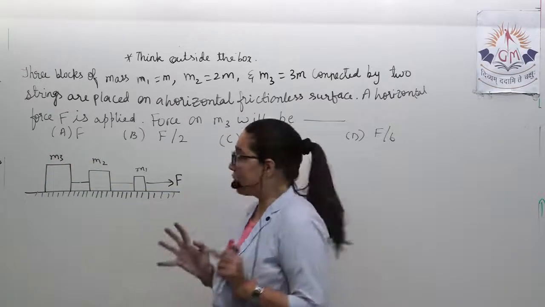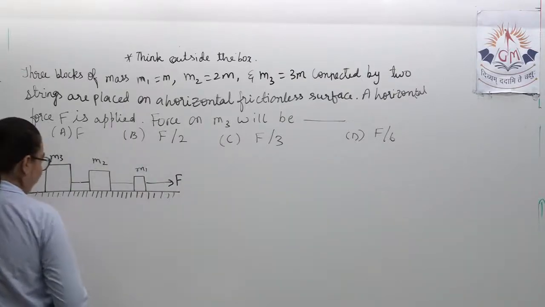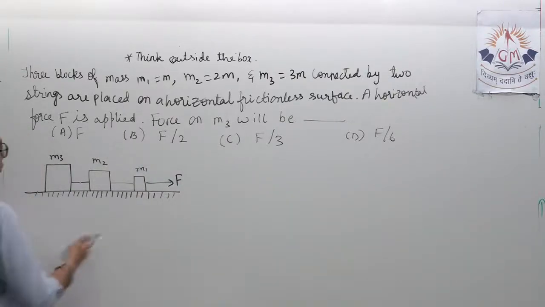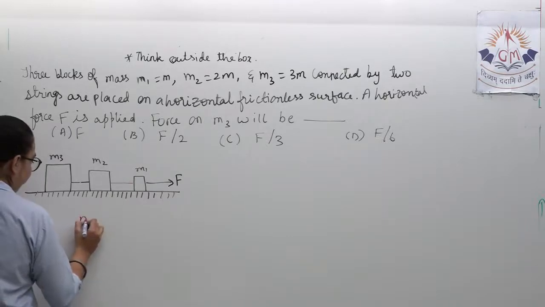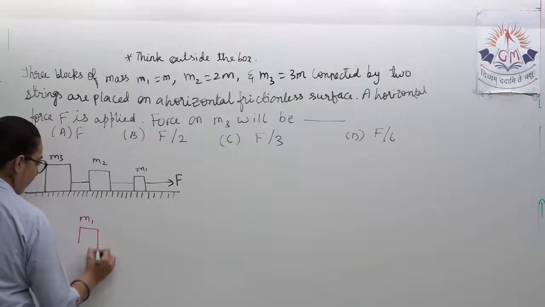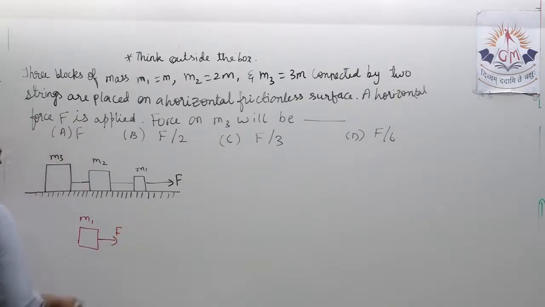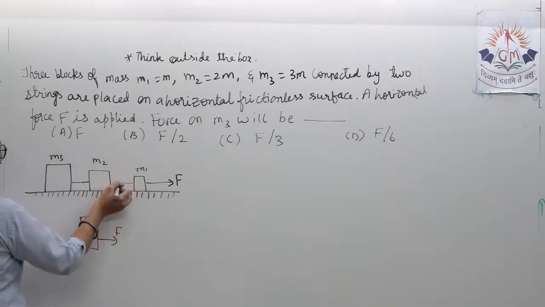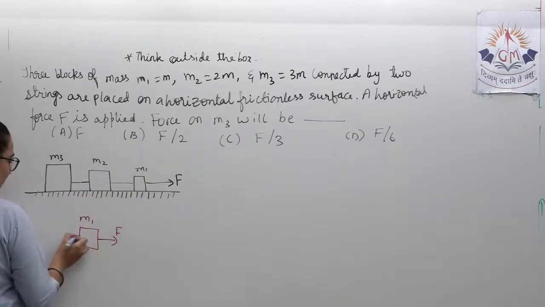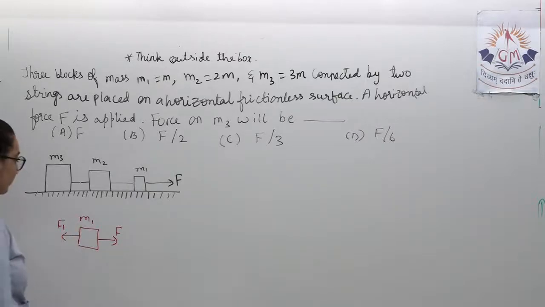Now, how is the force actually acting? Let's have a look. If I talk about M1, then on M1 this is the force F acting. M2 will exert some kind of force towards M1. Suppose that is force F1.